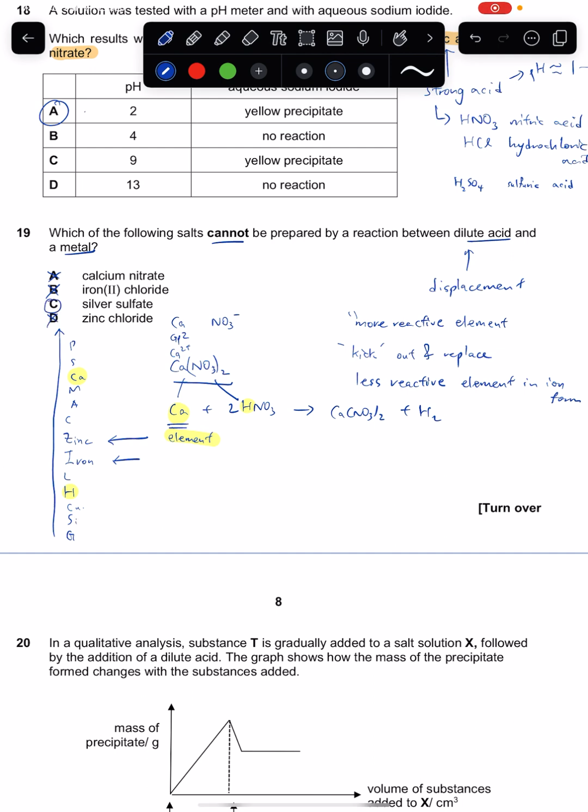So answer is C. Because why? Your silver is here. Your silver is below hydrogen. How does silver kick it out? It doesn't work that way. So the answer is C.